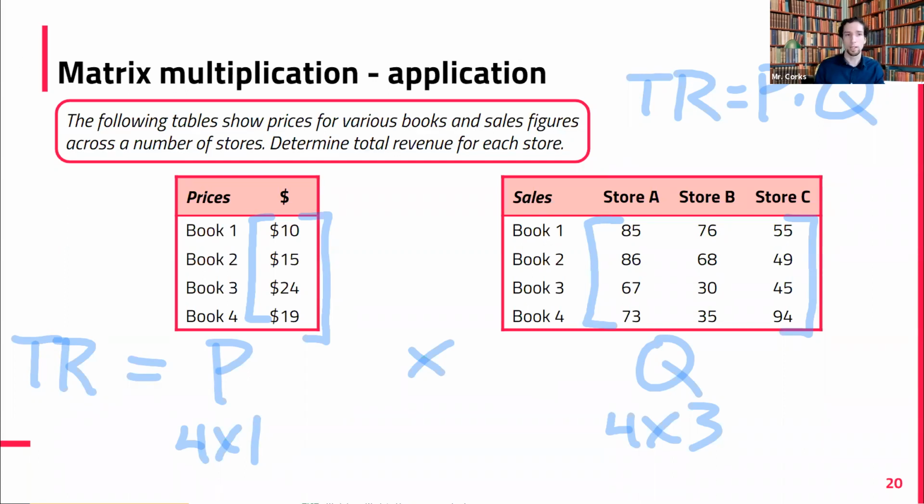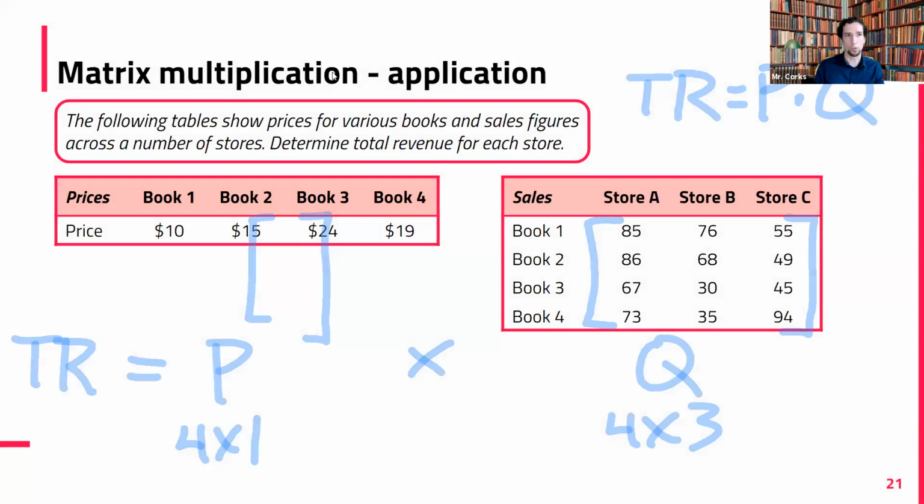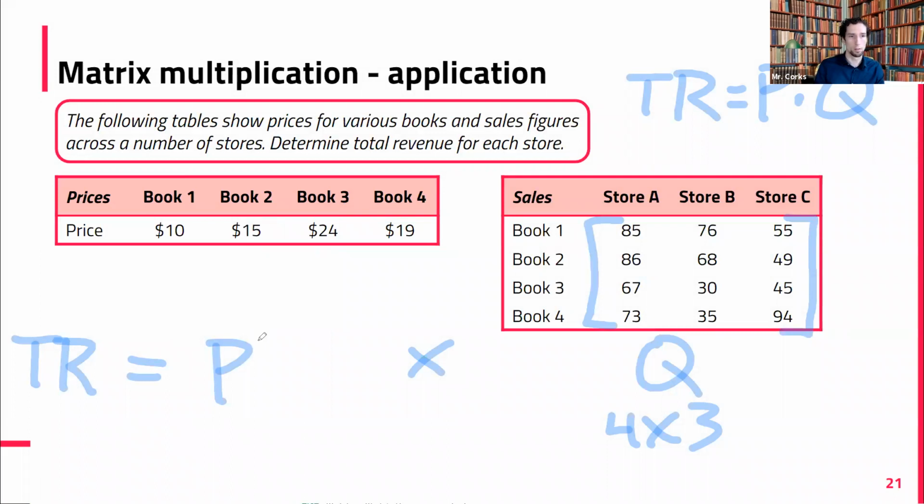That's why we care about transposing. So let's do that. Now P transpose is a 1 by 4 matrix, like this. So it'll work. We can do the matrix multiplication. What will our resulting size be? Resulting dimensions: 1 times 3. A 1 by 3 matrix. We want total revenue for each store, so we'll get 3 different numbers, 3 stores.